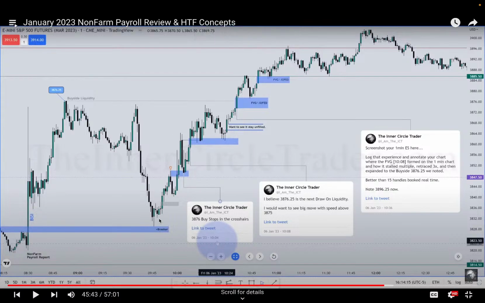Here he has a breaker, push from the breaker, created a fair value gap. Next thing, order block here. He uses the order block plus this wick range to push up higher. It created another fair value gap. It stayed within this fair value gap a few times. Look, first time, second time, came back into it, third time. This third time, it actually ran, created another fair value gap. He says, want to see it stay unfilled. That's most likely because there was also this bearish one before. So now you have this balanced price range.